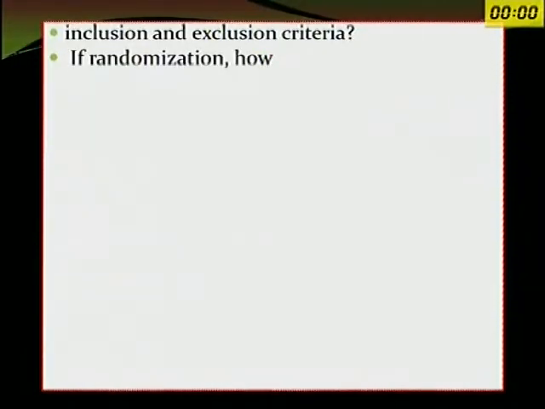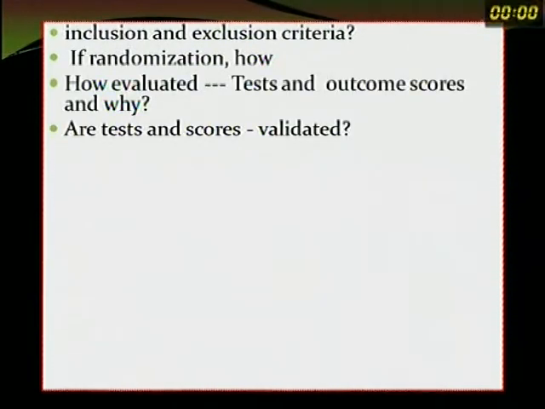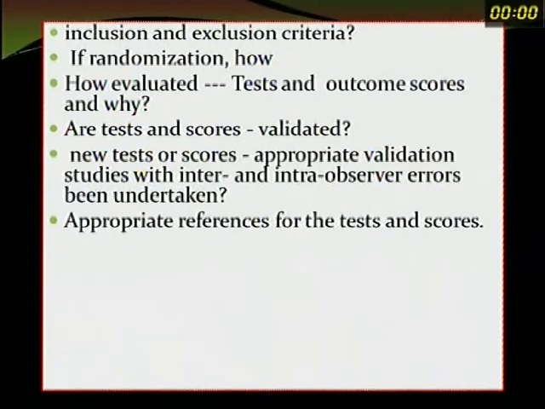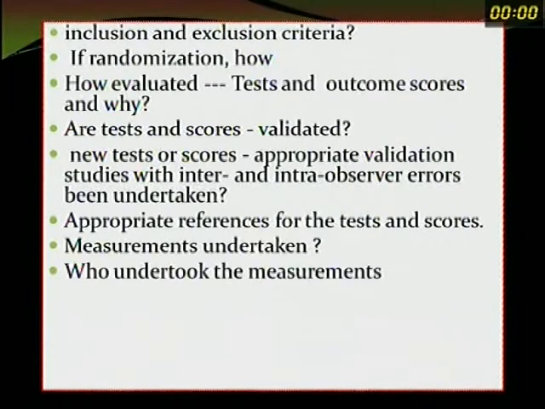If you have included particular patients, state what the inclusion and exclusion criteria were, and if randomization was done, how. What evaluation, what tests did you use to judge the result as good or bad? Are those validated scores, or have you devised your own score? If you have devised your own score, then that's not valid unless you yourself do inter-observer or intra-observer studies. Appropriate reference for the test is to be given.